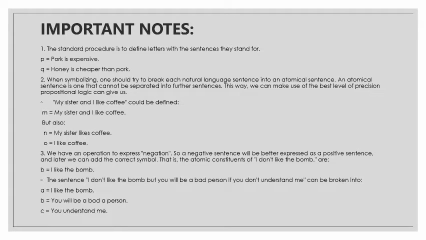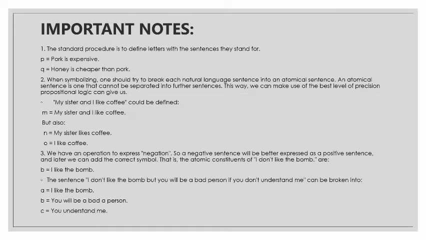Second, when symbolizing, one should try to break each natural language sentence into atomic sentences. An atomic sentence is one that cannot be separated into further sentences. This way, we can make use of the best level of precision propositional logic can give us. Example, my sister and I like coffee could be defined as M stands for my sister and I like coffee, but also N stands for my sister likes coffee, O I like coffee.